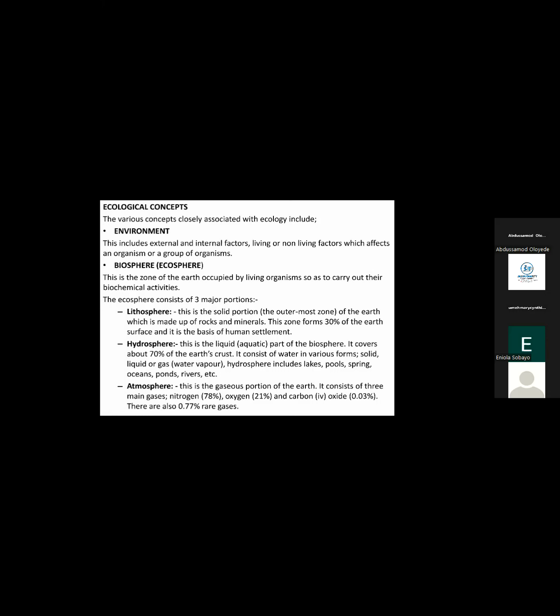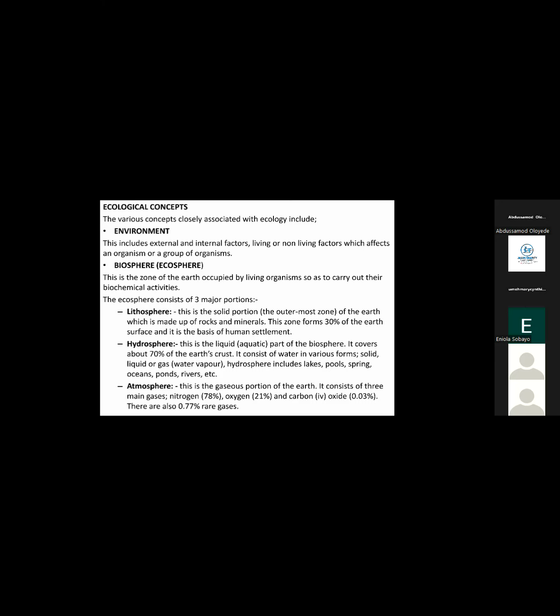And what are the internal factors that affect us? We say our digestive system, how it functions, our reproductive system, how it functions, blood in our body, water in our body. These are internal factors affecting us. So environment in a nutshell refers to all factors that affect living or non-living things. That's environment. Now, the other concept we're talking about is biosphere.